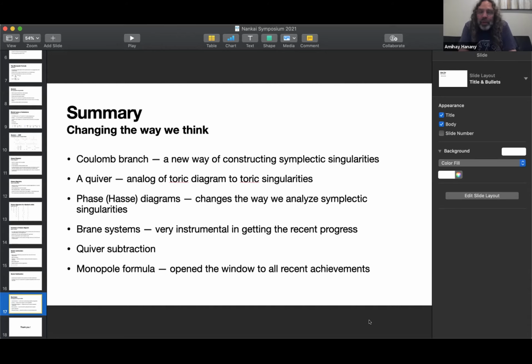I don't have to think about monopole operators. I don't have to explain what they are. I mean, I could, but many times the way we construct something is not necessarily the way we use it. And I think that's a perfect example.